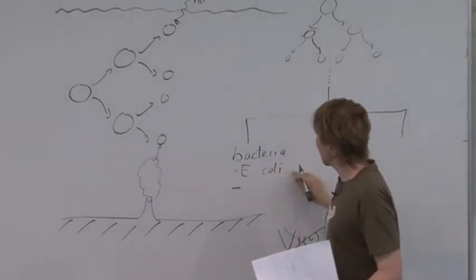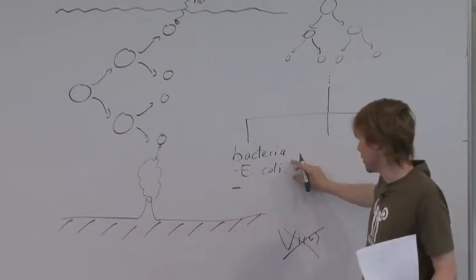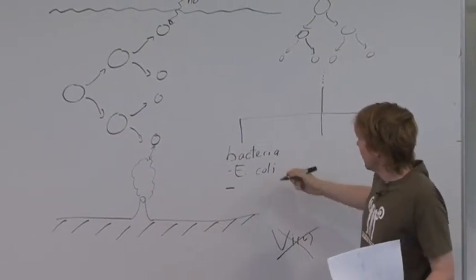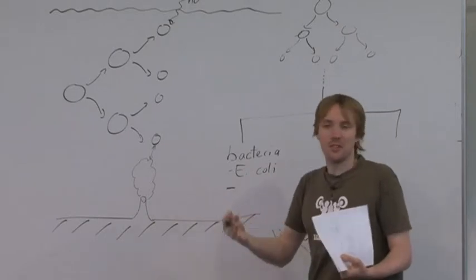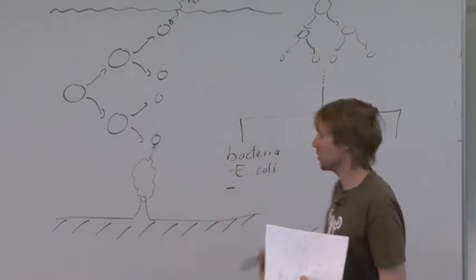Okay. So that's a friendly one, actually helps us digest. It's actually helpful for us. We actually need it. But there's a mutual benefit, right? So it gets food from us and we get benefit because it helps us digest. So it's a good collaboration.